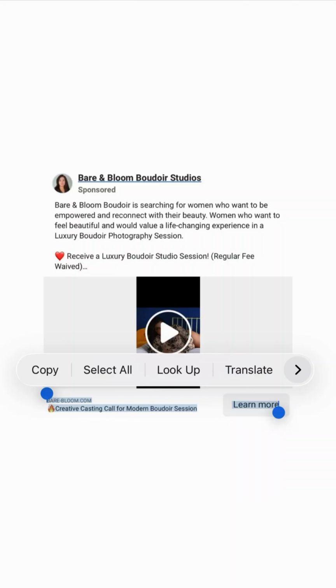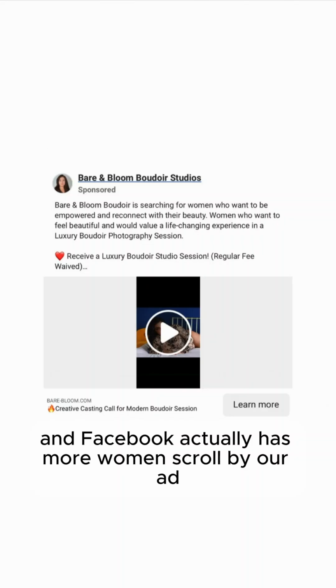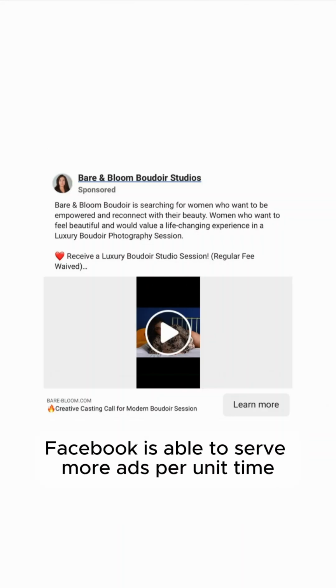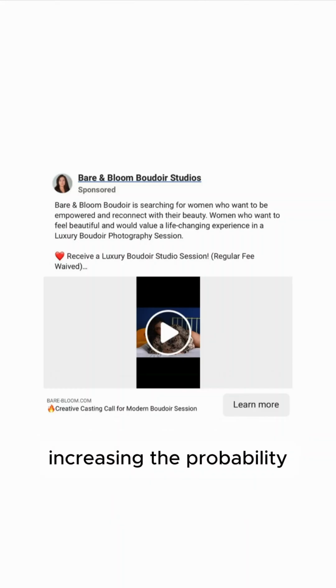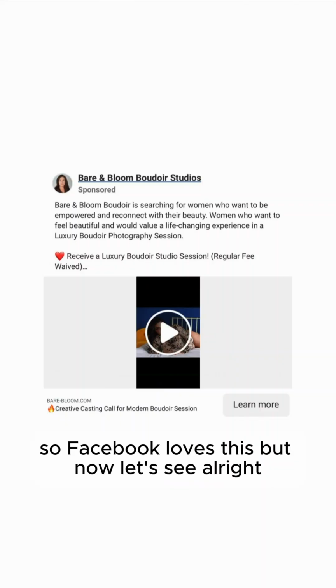And Facebook actually has more women scroll by our ad per unit time. Facebook is able to serve more ads per unit time, increasing the amount of money they make per unit time. So Facebook loves this.